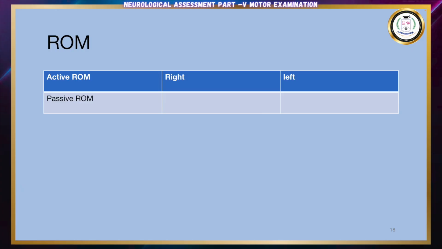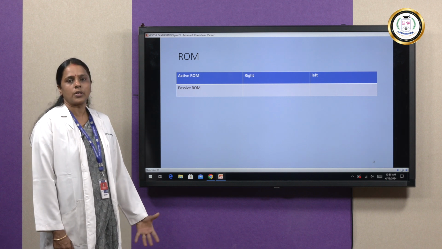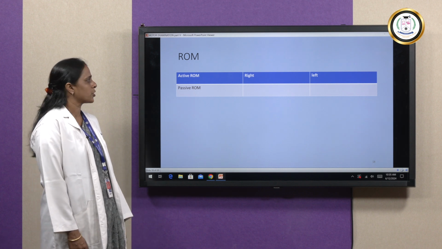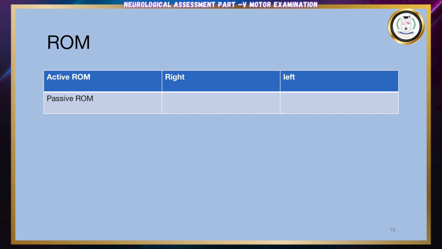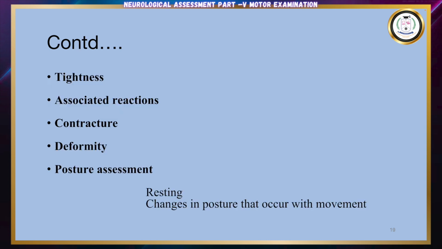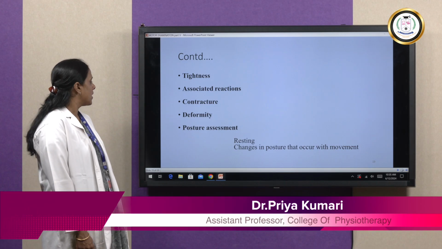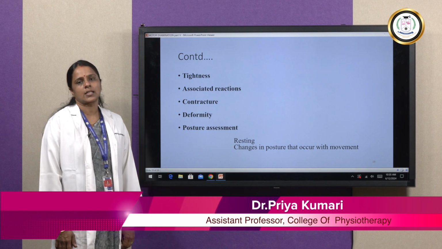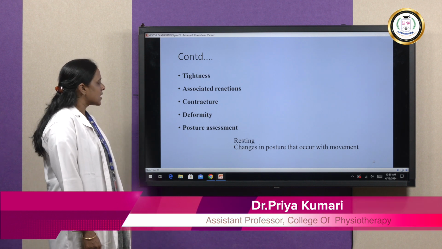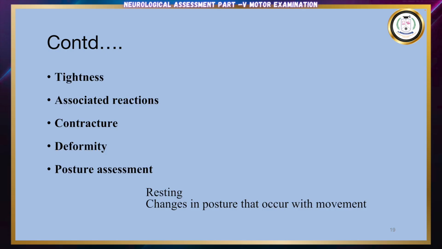Now range of motion. We can document the range of motion of both sides in a tabular form. We have to note down the active range of motion and passive range of motion, for both the right side and the left side of the body. Then we need to check if tightness of the muscle is present or not, if any associated reactions are present, contractures or deformity, and then postural assessment is done. In the resting stage as well as by changing positions, the posture is evaluated.